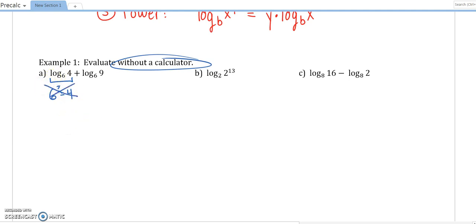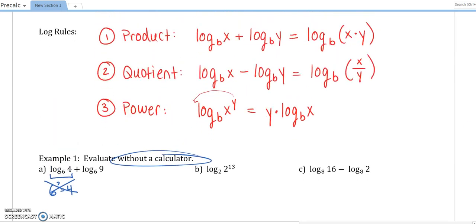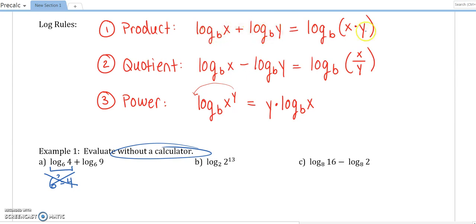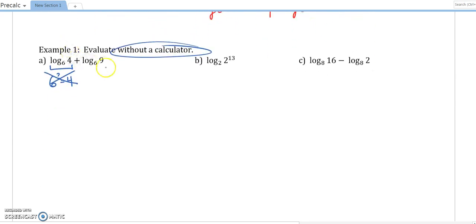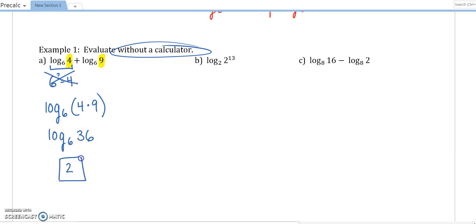So because of that, I have to think of a way to use my properties. If you look at the product property, it says that if you have two logarithms that you're adding, you can rewrite it as one logarithm and multiplication. So that's what I'll do here. Log base 6 of, and then I'll just take what's inside and multiply them. So log base 6 of 4 times 9. On the surface it looks like that didn't really help me much. But if I simplify, log base 6 of 36, now maybe you can see why it would help. Now I should know what exponent turns 6 into 36, because that's just 2. So using these properties can help us to evaluate these logarithm expressions without having to do some complicated thing on our calculator.